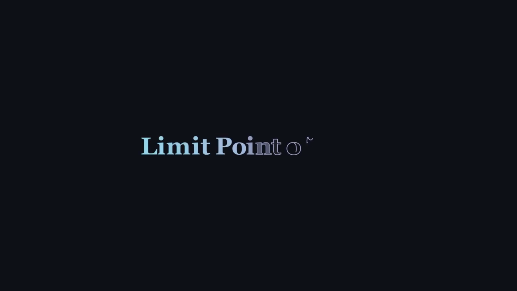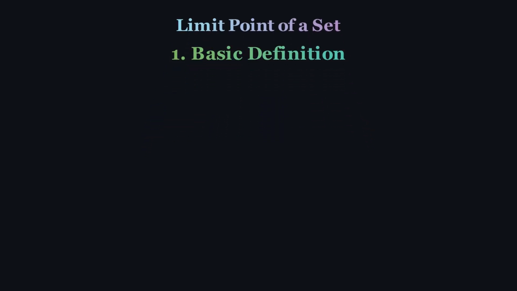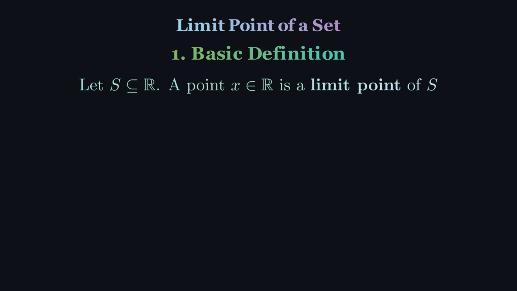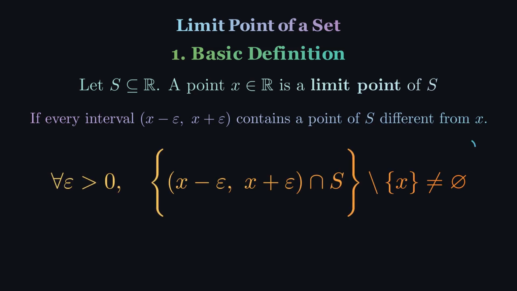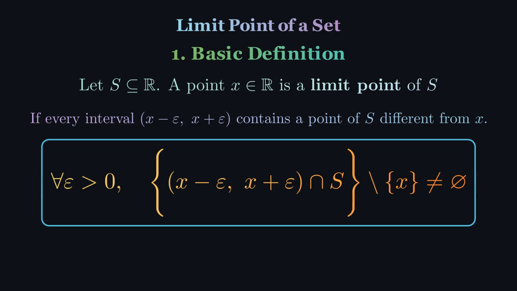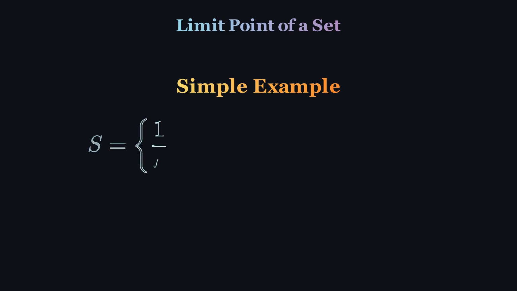A point X is a limit point or accumulation point of a set S if every open interval containing X contains at least one point of S distinct from X itself. In the case of a metric space, and R is a metric space, it is equivalent to say that every interval containing X contains infinitely many points of S.